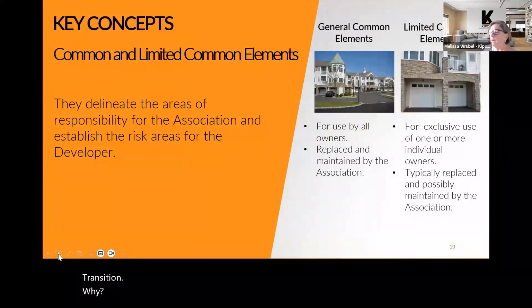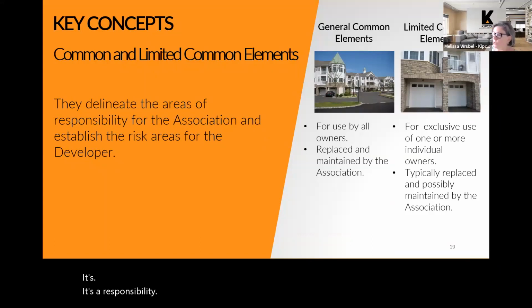Okay, so the governing documents define the common and limited common elements for a community. So the general common elements are those elements within the community that are for the use by everyone who lives there. Just for example, it might be a park area or some roadways or some open space. There's a benefit for all the owners. The association is responsible for the maintenance and for replacement of those common element components.